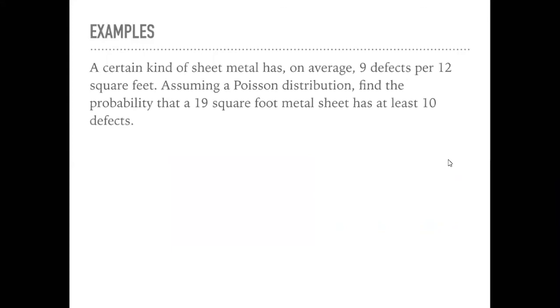So let's do an example. A certain kind of sheet metal has on average 9 defects per 12 square feet. Assuming a Poisson distribution, find the probability that a 19 square foot metal sheet has at least 10 defects.